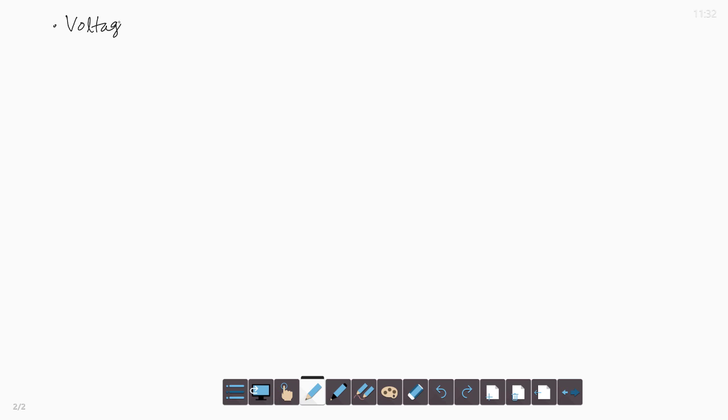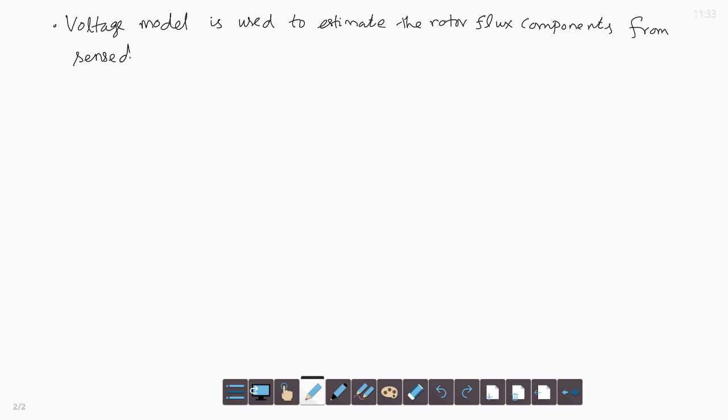So, as I mentioned voltage model and current model. So, voltage model is used to estimate the rotor flux components from sensed stator voltages and stator currents.